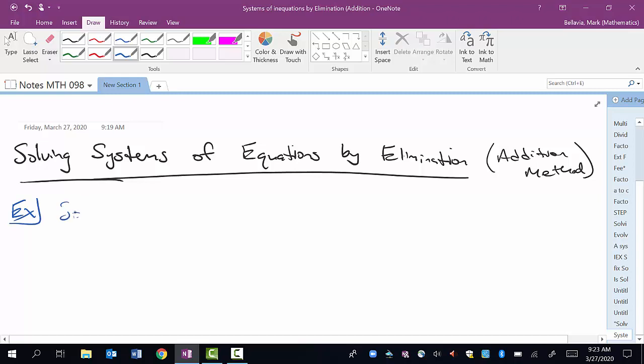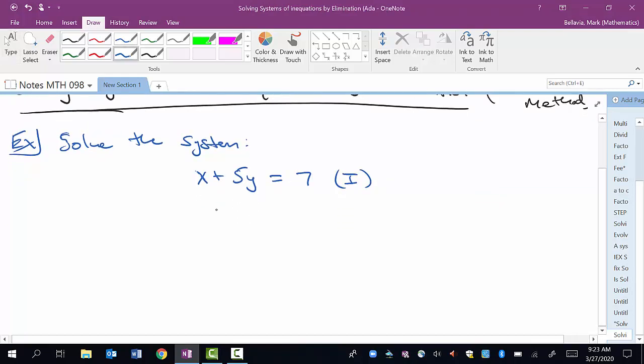So if I said to solve the system, the system will be x plus 5y equals 7, I'll label this equation 1, and the next one will be 4x minus 5y equals 3, and I'll label this equation 2. Now, previously you might have seen us try to solve this using substitution method. For elimination method, it's a little different.